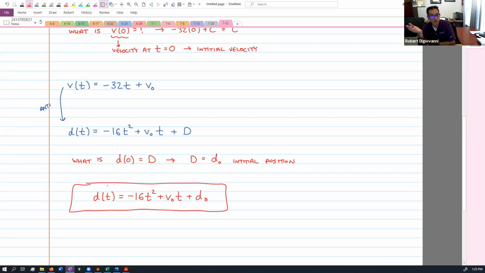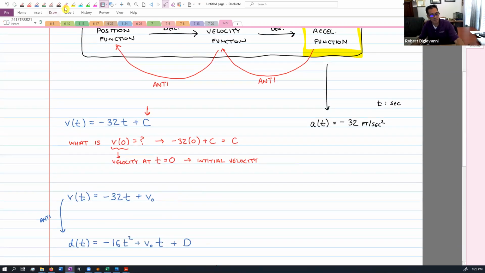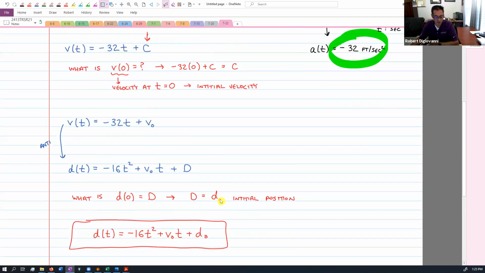What is the one thing we needed to know to create this? We needed the acceleration. Acceleration of gravity. That's all we needed to know. Everything was dictated by this negative 32. And this v naught will always be this constant, and the D naught will always be this constant.